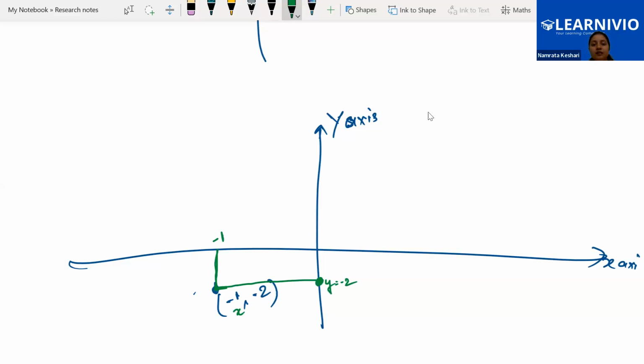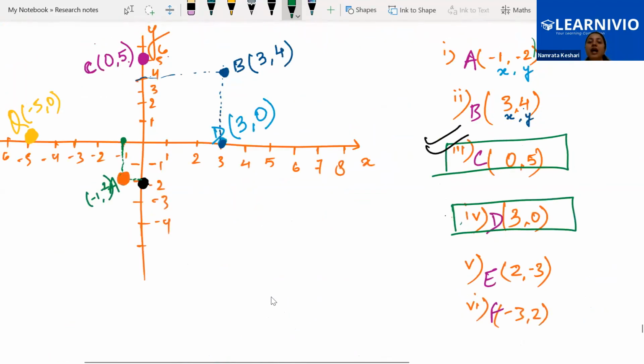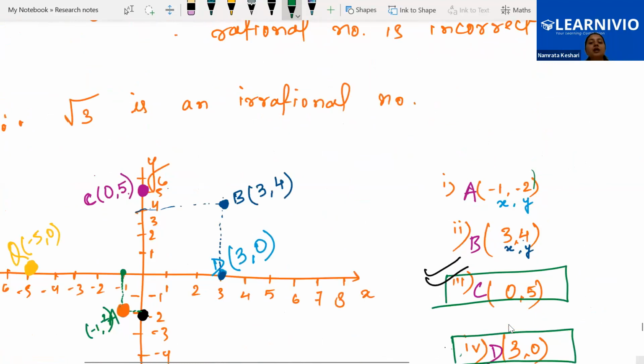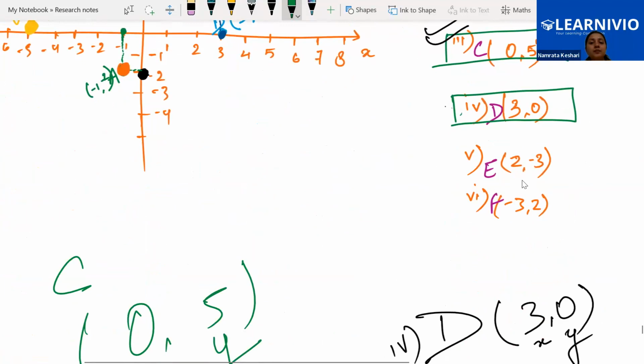Yes, ma'am. Okay, so the same process we are doing. Now we are having a point. We are trying to understand that the perpendicular, when we are dropping, must touch the x-axis at -1, and it must touch the y-axis at -2. Now the same process we are doing when we are having a point. We are trying to locate it. So A, B, C, D done. Let's locate E. See carefully. The coordinate of E is 2, -3.